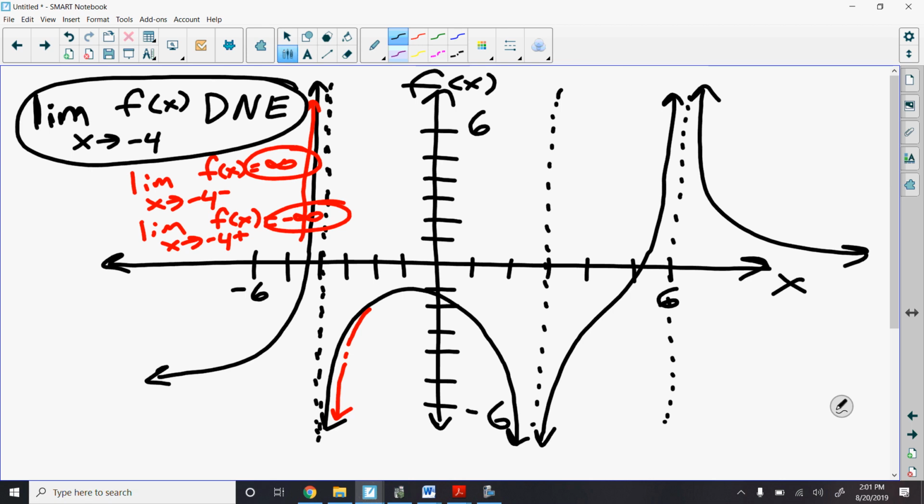Sometimes when we see vertical asymptotes, that's probably the most common type we see. One side goes up, one side goes down. They're not approaching the same number from the left and right. One's positive infinity, one's negative infinity. Therefore, the limit does not exist. Let's take a look at a different one. Let's take a look at the limit as x goes to 3.